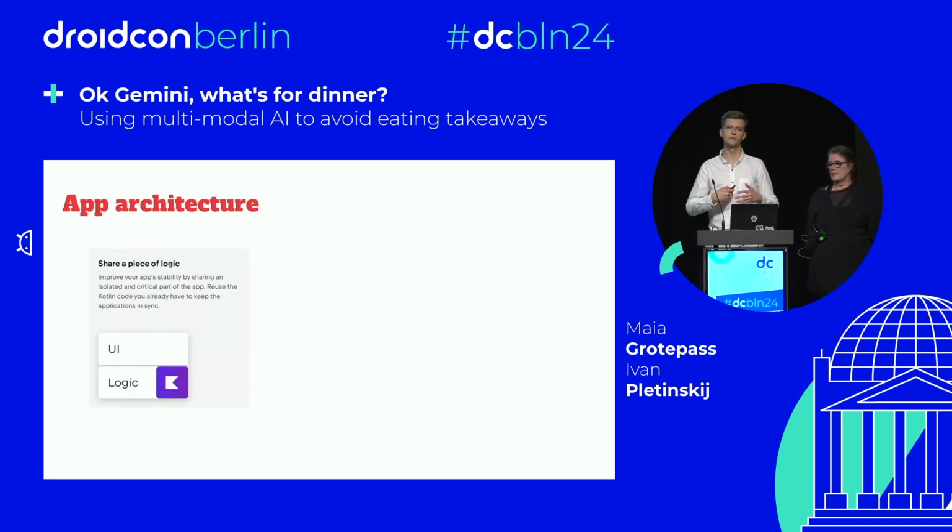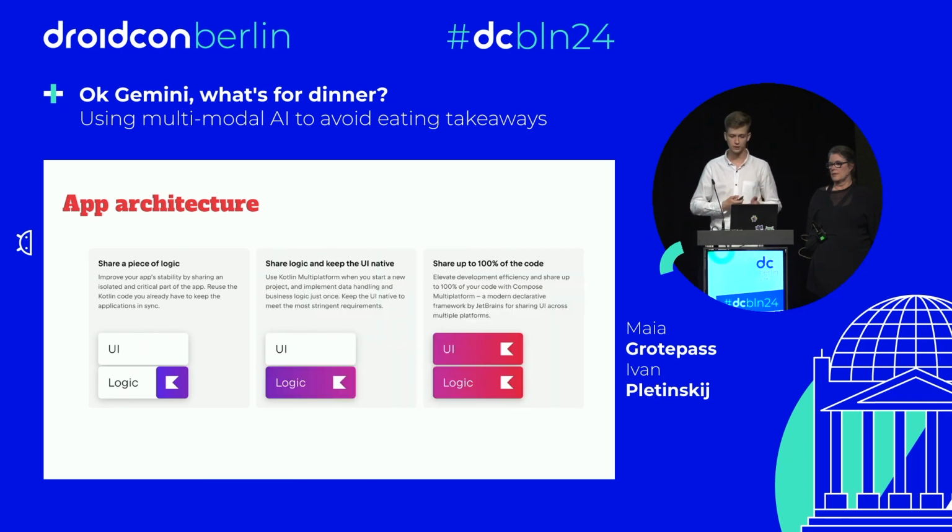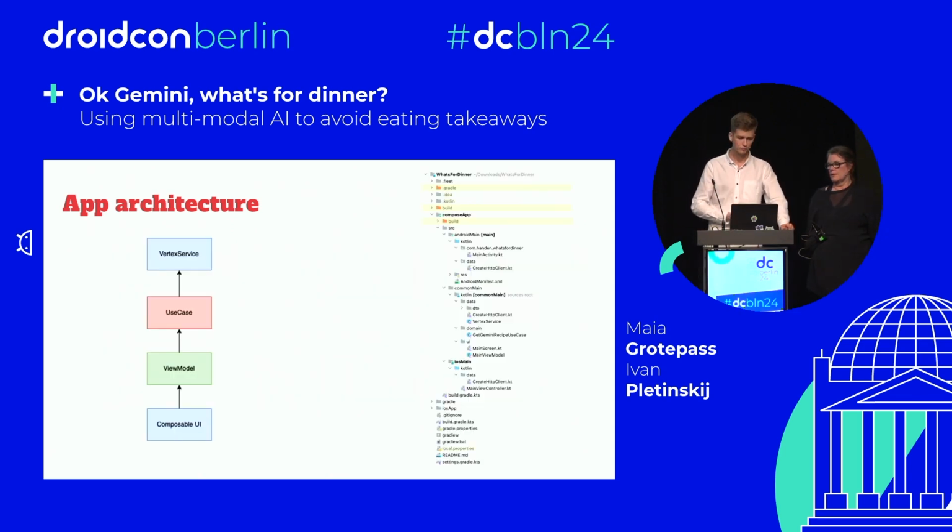Kotlin Multiplatform gives you the freedom to decide how much code you want to share. You can share a single piece of logic, for example, a module. You can share the entire logic layer completely, but keep the benefits of native UI. Or you can share 100% of the code with logic and shared UI written in Compose. We went with the third option.